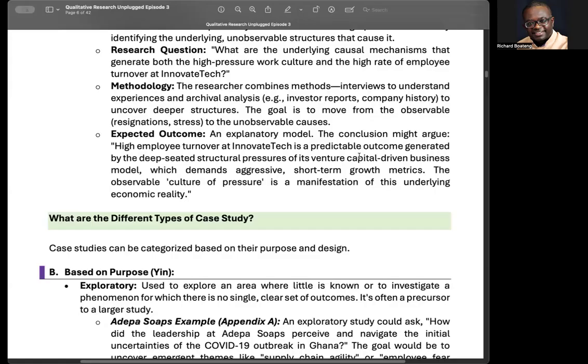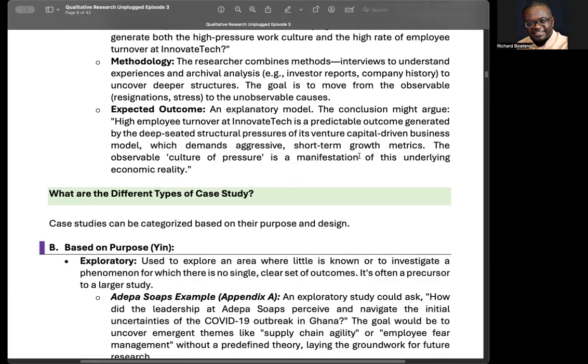So a critical realist conclusion for Innovatech might argue something like this. High employee turnover at Innovatech isn't just about salaries or bad managers. It's a predictable outcome generated by the deep-seated structural pressures of its venture capital-driven business model. This model demands aggressive, short-term growth above all else, which inevitably creates the observable culture of pressure as a manifestation of that underlying economic reality. Wow, that connects the dots in a really powerful way, going beyond the symptoms.